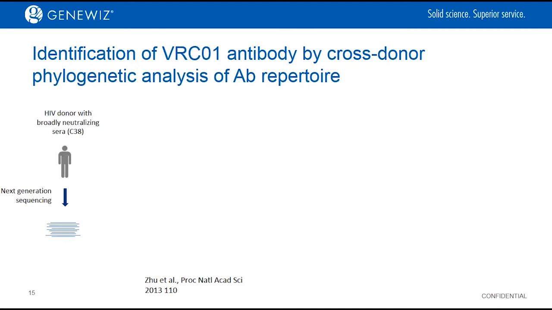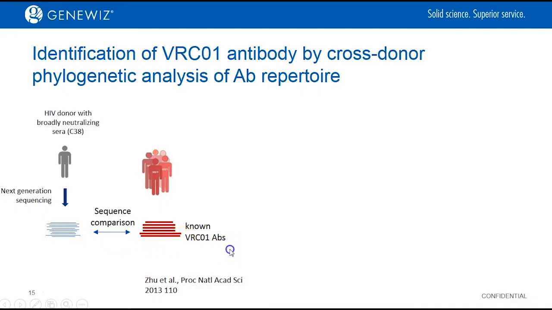A group of scientists from NIH and Columbia University selected an HIV-infected donor, called here C38, whose sera exhibited broad and potent neutralization of HIV. They performed NGS analysis of antibodies from this donor, and they compared these sequences to the known VRC01 antibodies. The sequence comparison produced no results.